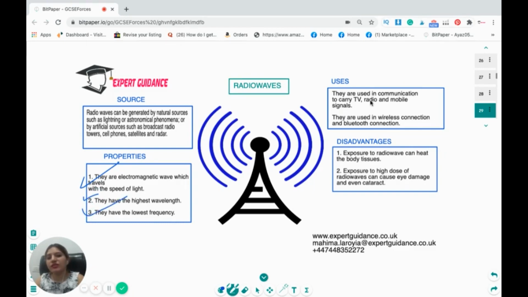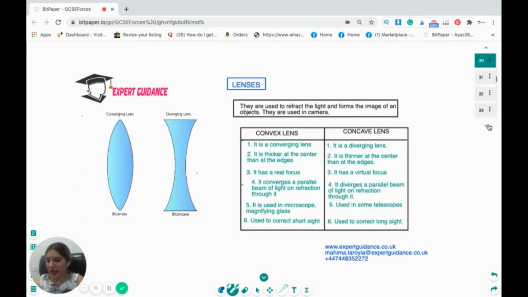The uses are they are used in communication to carry TV, radio, and mobile signals. They're used in wireless connections and Bluetooth connections. The disadvantages are that exposure to radio waves can heat the body tissues, and exposure to a high dose of radio waves can cause eye damage and even cataract.